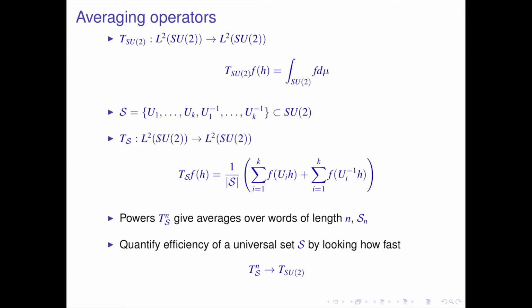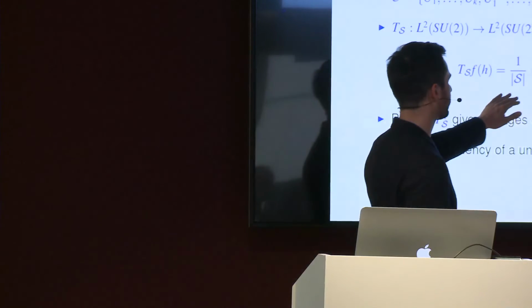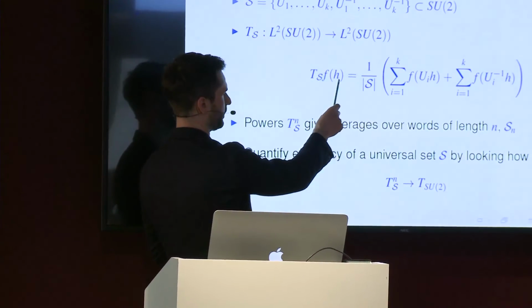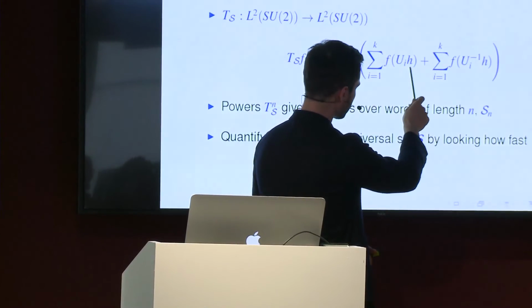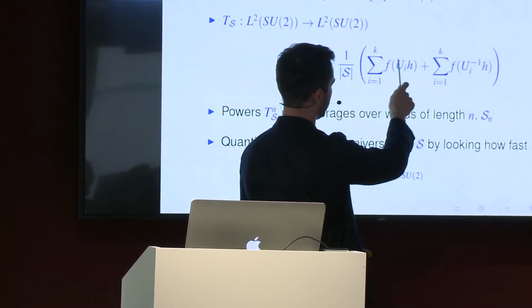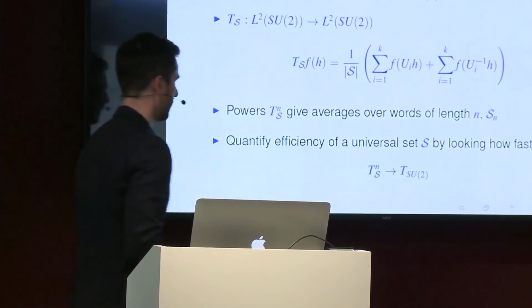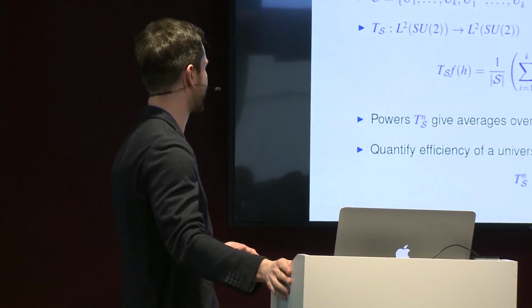And now I have a set of gates. I know it is universal. So now I can define an operator which uses those gates. It gives me the average, but this average is calculated as a finite sum over the gates which are available. So if I want to calculate the value of the function at point H, where H is some element from SU2, I shift this H with all the elements from my universal set, and I calculate this average. So why is it so clever to do this kind of thing?